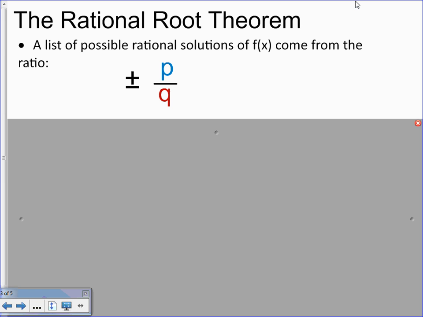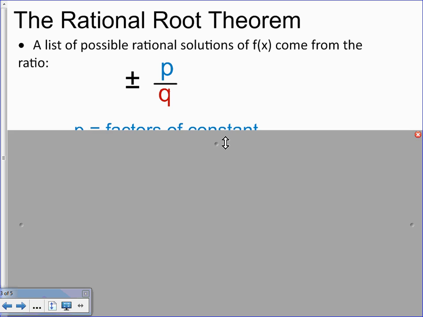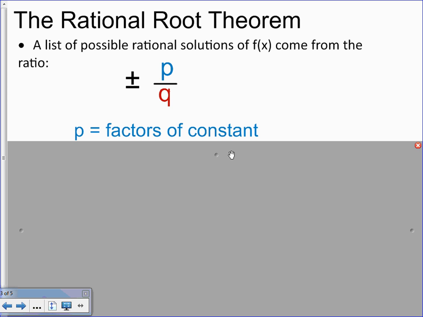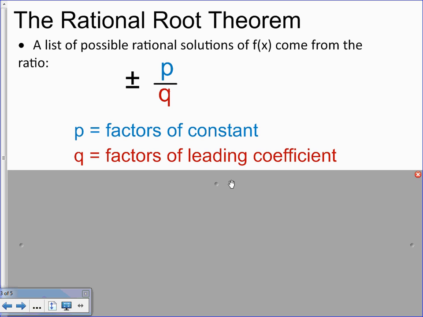Rational root theorem creates a list of possible rational solutions for f of x that come from the ratio plus or minus p over q, where p represents factors of your constant and q represents factors of your leading coefficient. So that'll be important. Factors of your constant and factors of your leading coefficient.